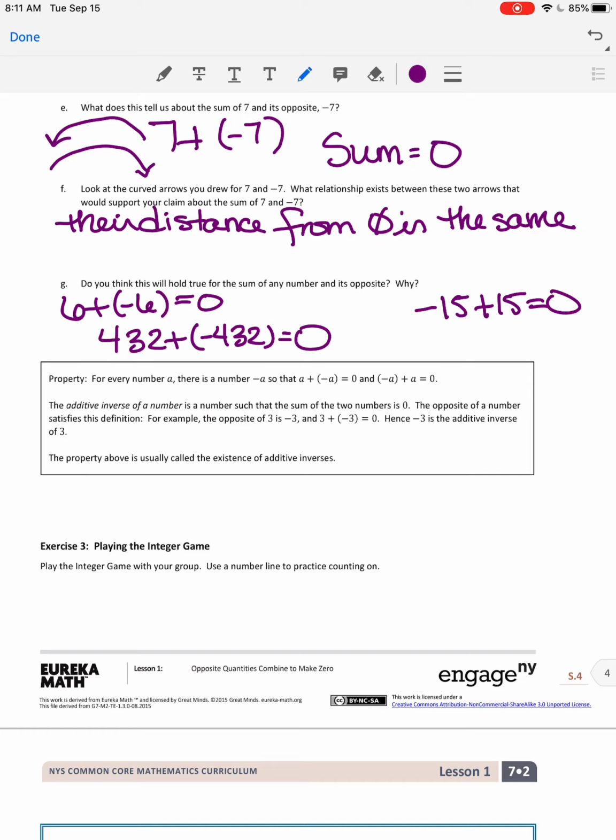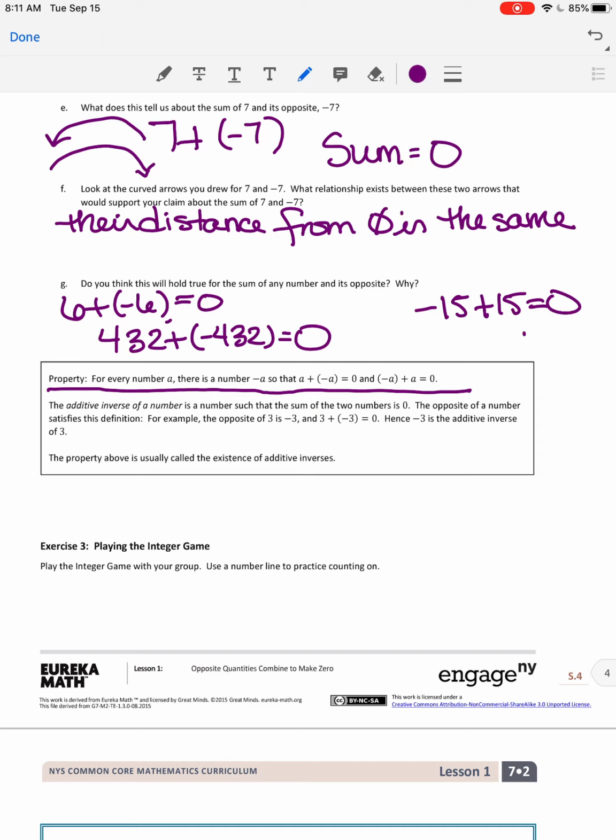Because the additive inverse tells us for every number a, there is a number negative a, so that a plus negative a is equal to 0, or negative a plus a is equal to 0, just like we saw here. Put it in another way, the additive inverse of a number is a number such that the sum of the two numbers is 0. So, for example, the opposite of 3 is negative 3, and 3 plus negative 3 is 0. Hence, negative 3 is the additive inverse of 3.